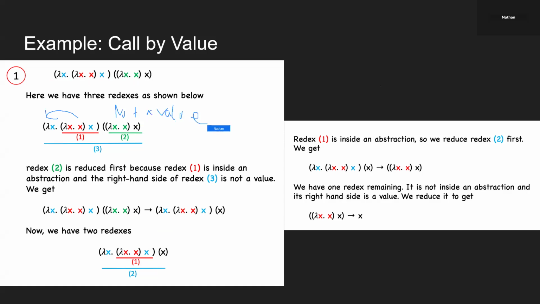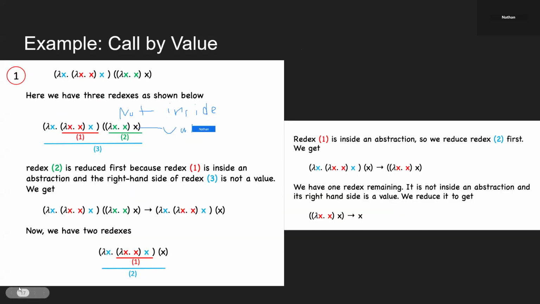That's what call by value is basically saying. You can't choose a redex if it's within an abstraction or if its right-hand side is not a value. You choose the first one that is not, I think the leftmost one that is not, or any one that is not. So which is why we choose this two, because it's not inside an abstraction, and that's a value, right?